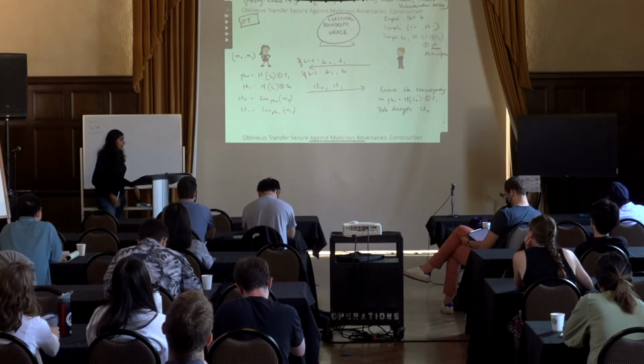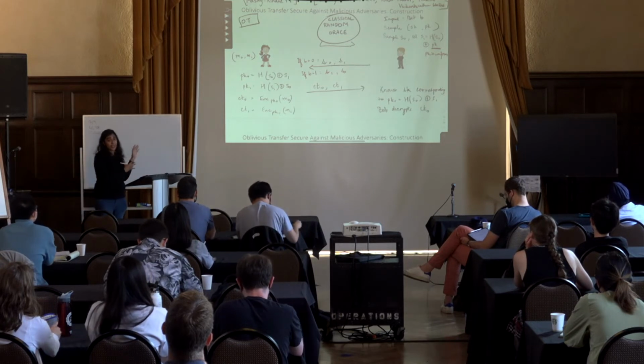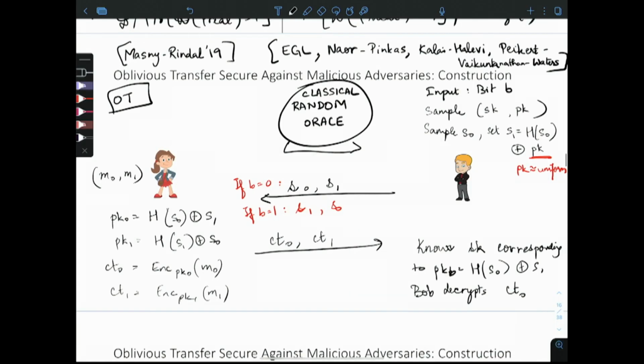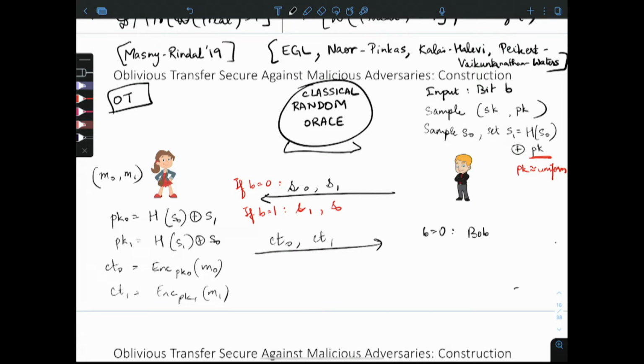Okay, so let's first look at correctness, right? So can Bob always recover the Bth ciphertext? Let's work through it. So let's say B was 0. Then Bob knows the secret key corresponding to PK0, right? Because that's how he set S0, S1. And so Bob knows SK0, which means he can decrypt the CT0 ciphertext to get message M0.